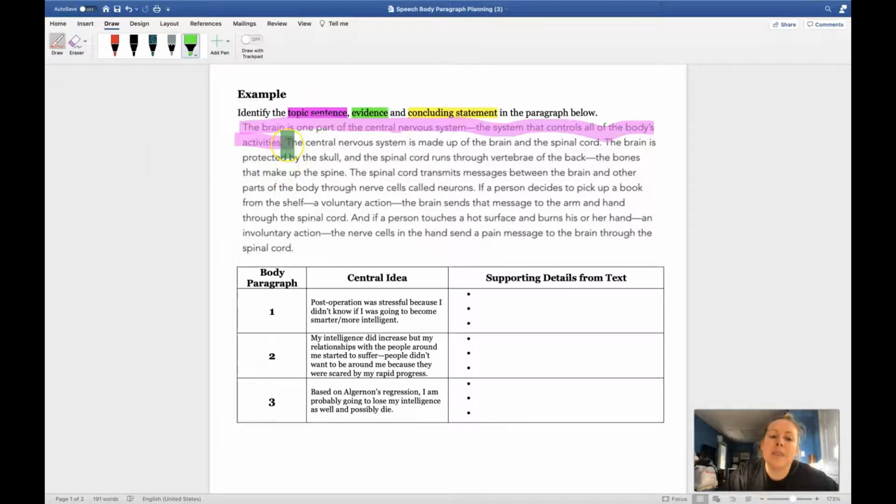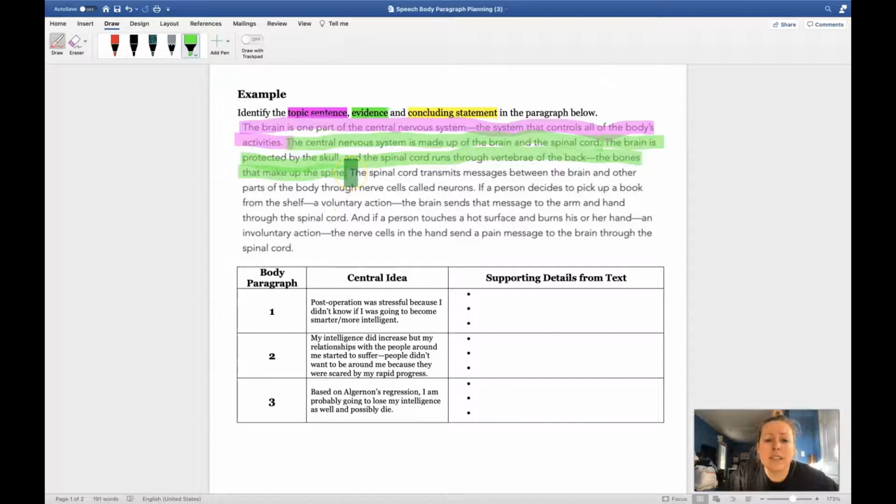So, this next sentence is actually a piece of evidence. It says that the central nervous system is made up of the brain and the spinal cord. This is a fact about the central nervous system, so it is considered, again, a piece of evidence. The brain is protected by the skull, and the spinal cord runs through the vertebrae of the back. Again, this is a fact. And then they go on to define what vertebrae are. It's the bones that make up the spine. So that's a fact and a definition. Both of those are pieces of evidence.